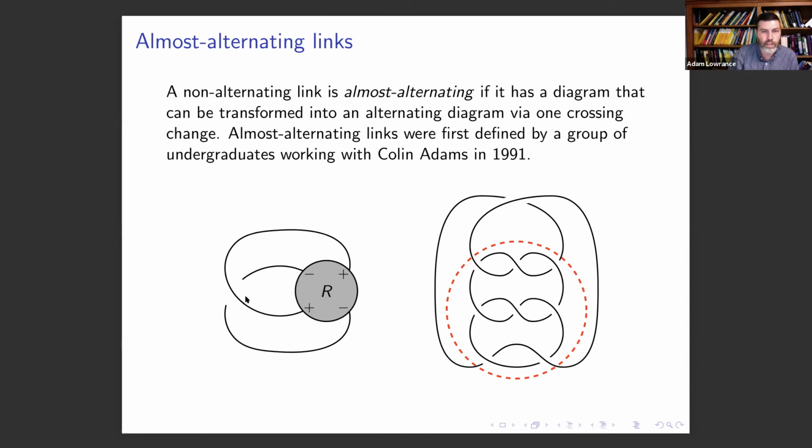And Colin and a group of undergrads defined this in 1991. The crossing that's outside of R, we call the de-alternator, because it's the one that if you change it, you get an alternating diagram. And on the right is a specific example. Inside the red dashed circle is the tangle R, and then you have the crossing up here that's the de-alternator. I can't remember if this is positive or negative, but it's the 3-4 torus knot played around with a little bit to give it an almost alternating diagram.